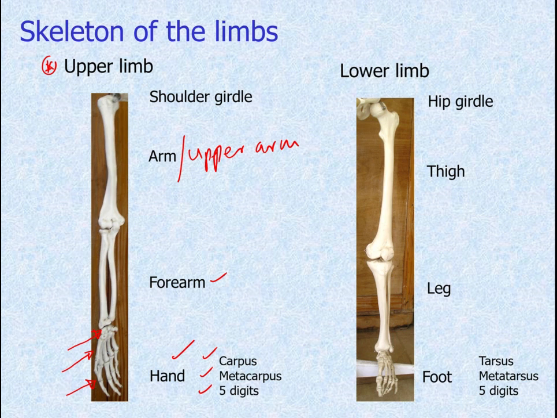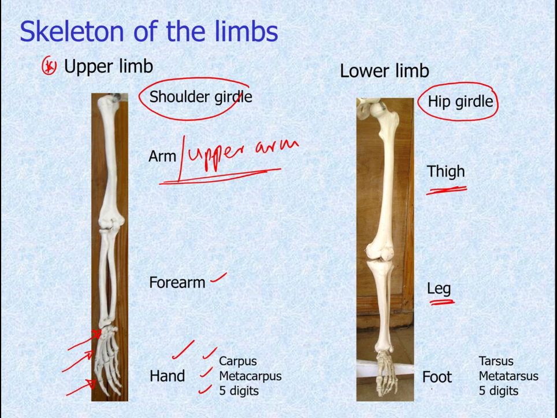When it comes to the lower limb, of course, we talked about the shoulder girdle and the hip or pelvic girdle. Then in the lower limb, similar to this one, you call this part the thigh. You don't call it upper thigh though. It's thigh. Then the next part is the leg, and the third part is the foot. The foot consists of tarsus, metatarsus, and five digits. So your tarsus is here, just like the carpus. Then your metatarsus is here, consisting of 5 metatarsal bones, and you get your digits here.